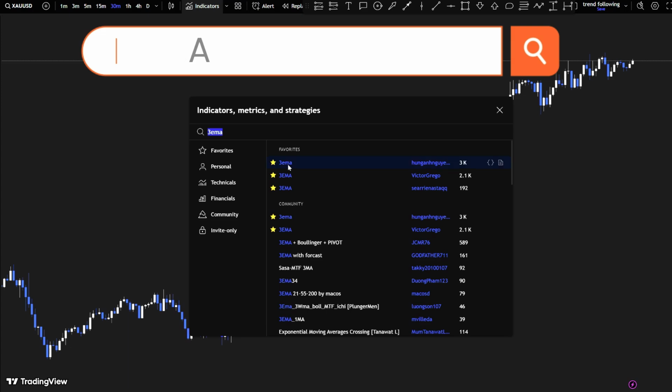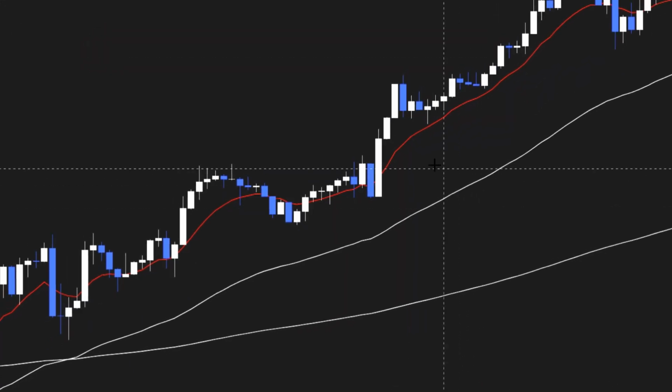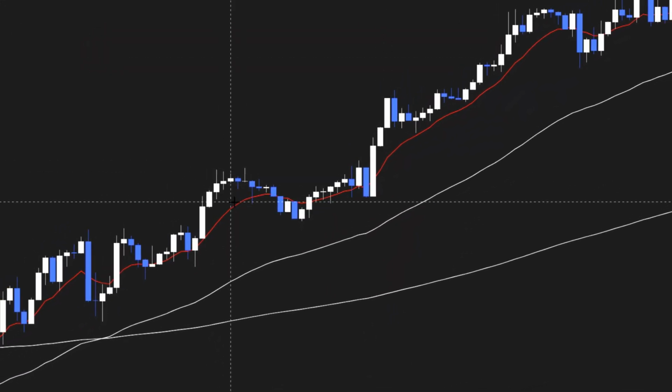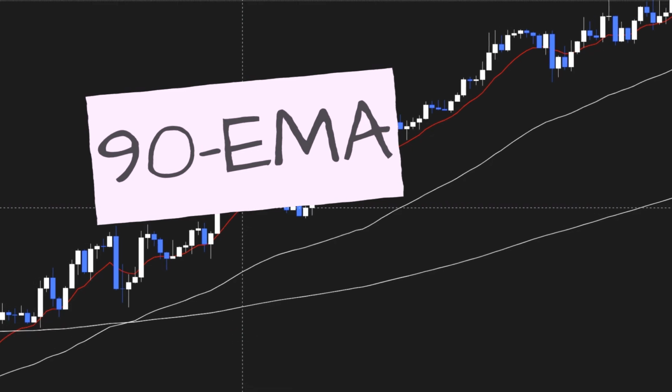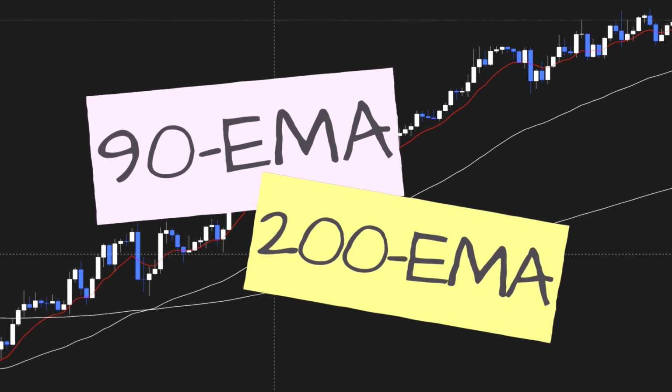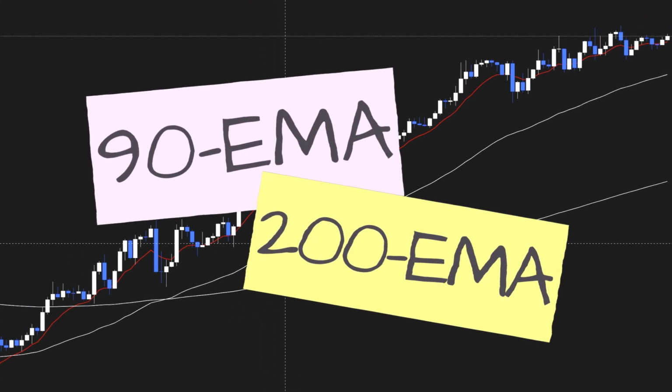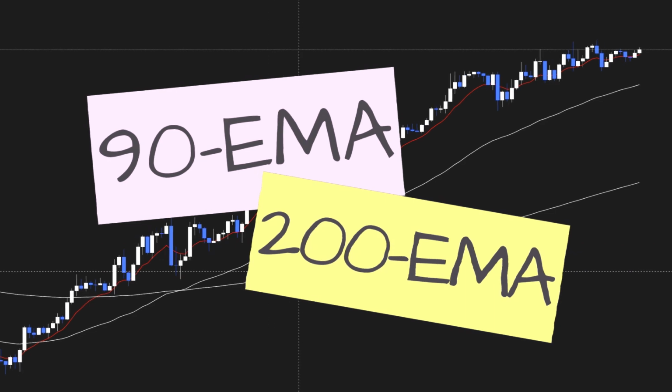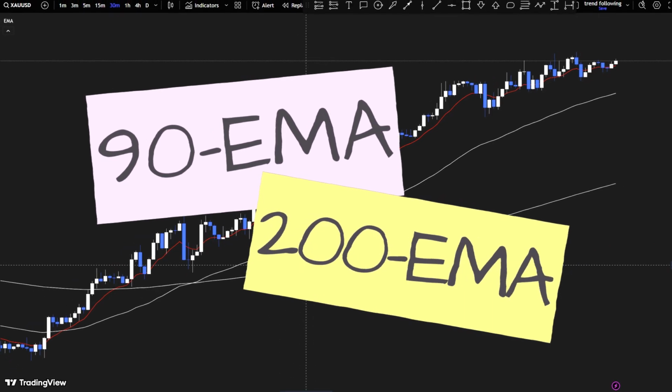Now, for this particular strategy, we're going to use two specific moving average lines. We're going to use a 90 period EMA and a 200 period EMA. The whole point of using these together is to give us a super simple way to identify the main trend direction.